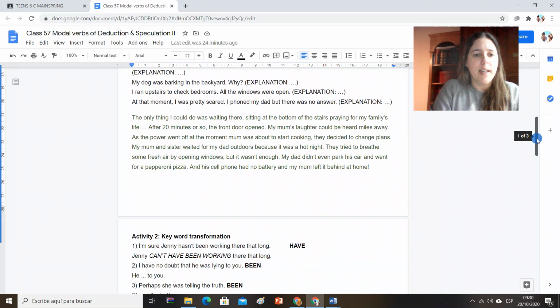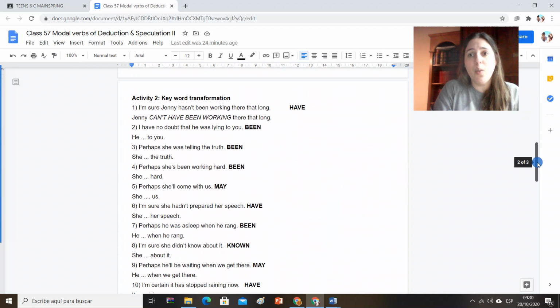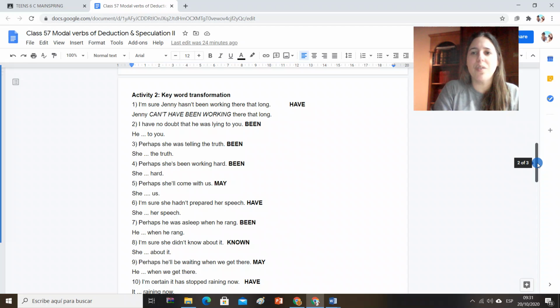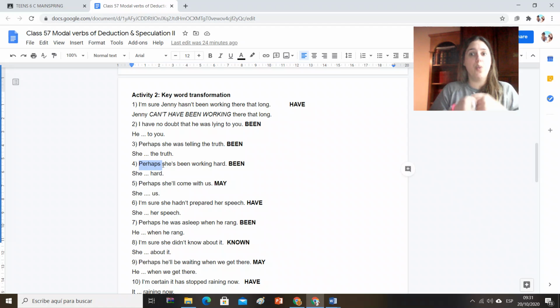Then activity number 2 is a keyword transformation. Remember that you have to use the word at the end of the line. Pay attention if it says that you are sure or if it is perhaps, because if you are sure, you have two options, must or can't. If you're not sure, the options are may, might, or could. I will most probably mention in the Zoom meeting that there's no difference between may, might, or could.